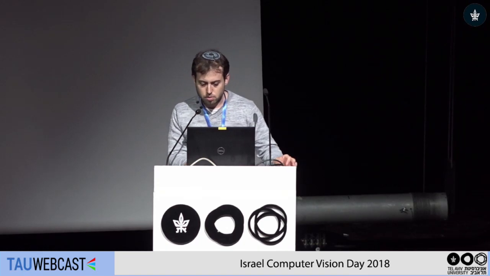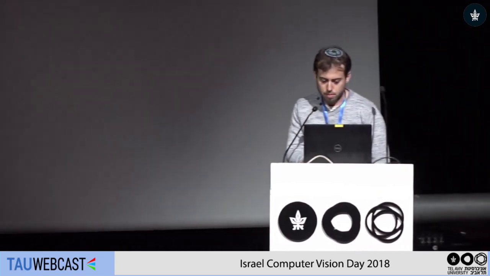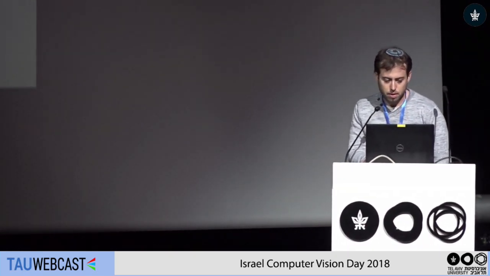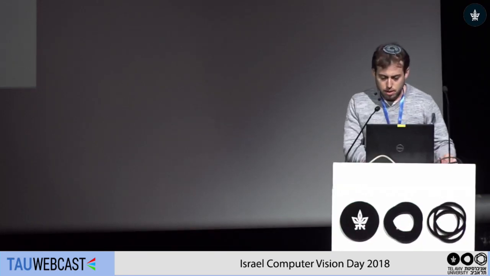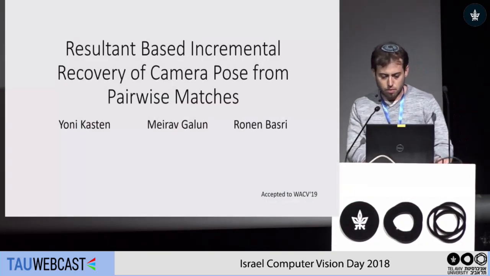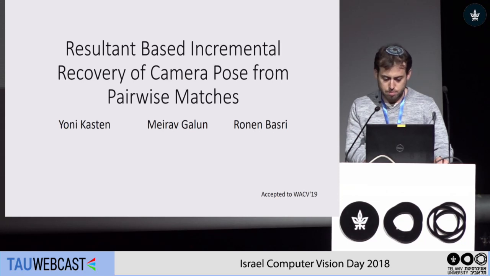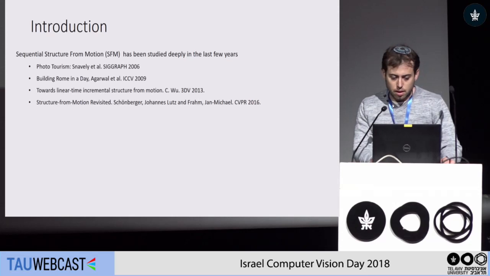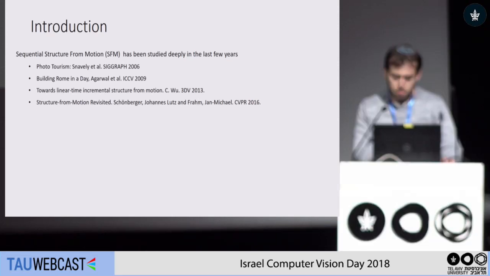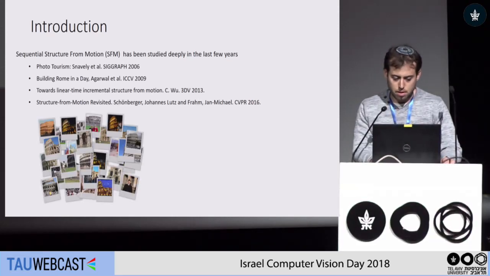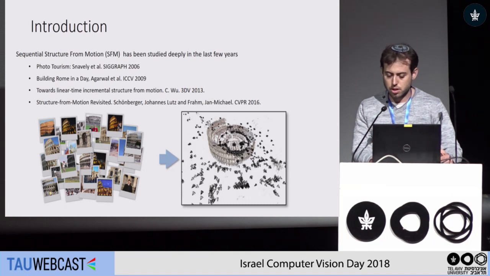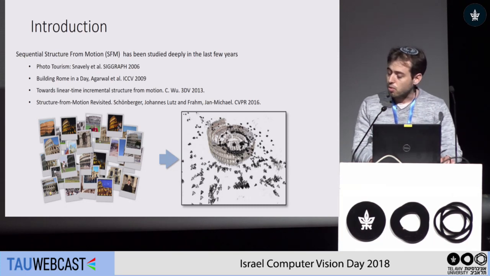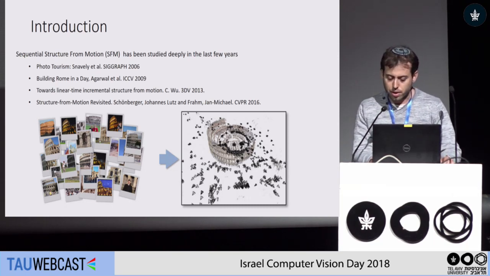Thank you for the introduction. So I'm going to talk about my work together with Meirav Galun and Ronen Basri from Weizmann Institute about resultant-based incremental recovery of camera pose from pairwise matches. Structure from motion has been studied deeply in the last few years. Basically, this method takes a collection of images and creates a rich structure of the scene together with the cameras' locations and orientations.